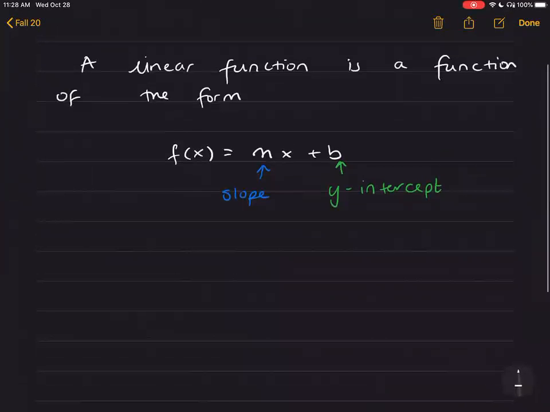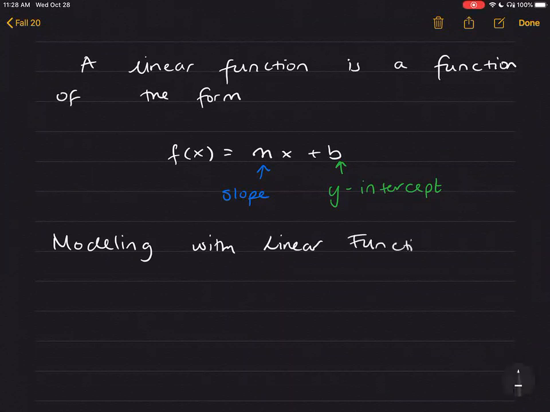And so we want to use linear functions to model things because linear functions are easy to work with and easy to understand. So, modeling with linear functions. There's three different kinds of setups that we'll see when we're trying to take some real world example and model it with a linear function.